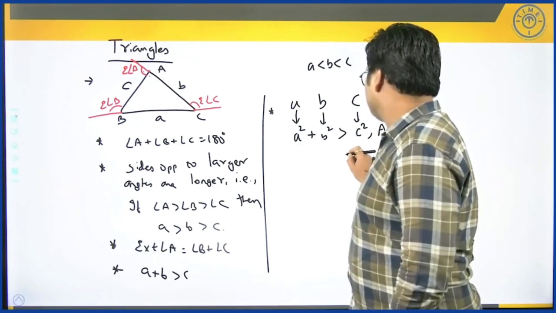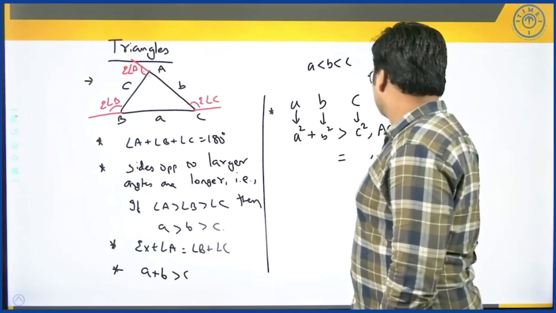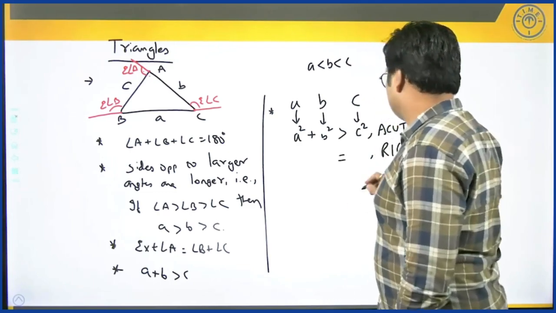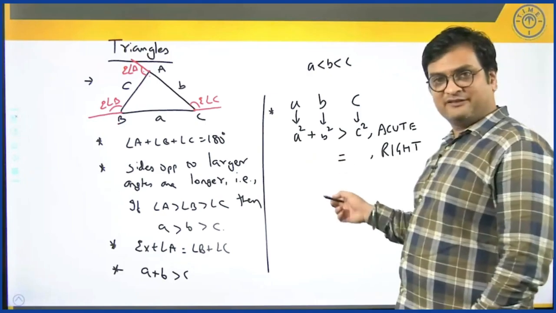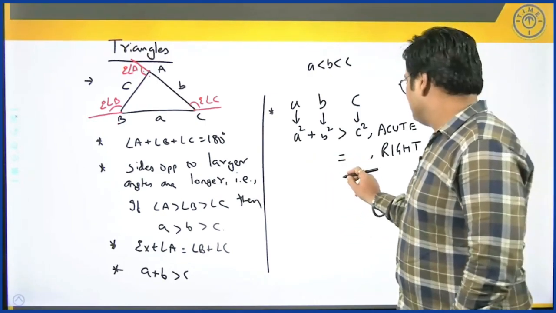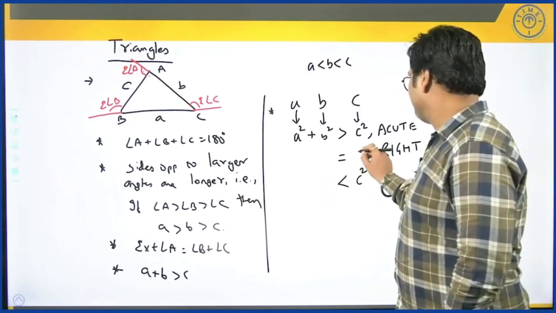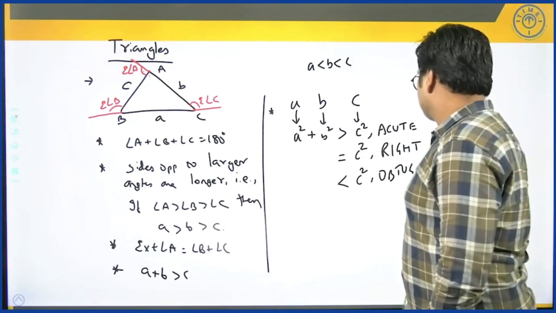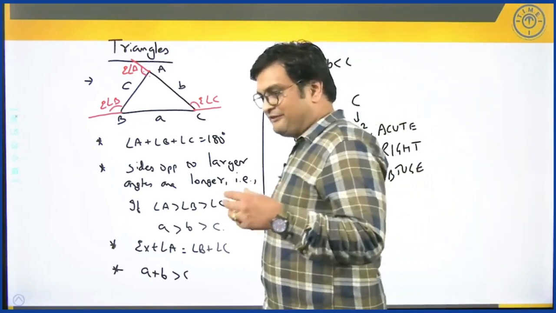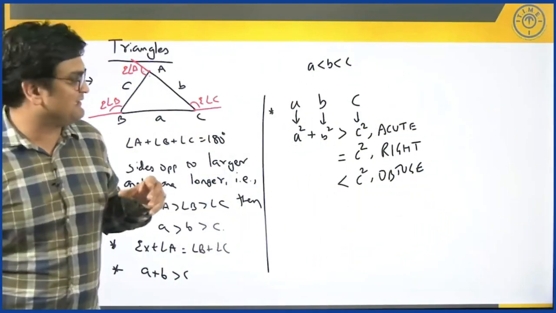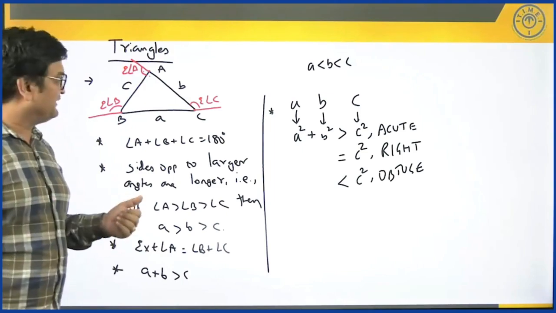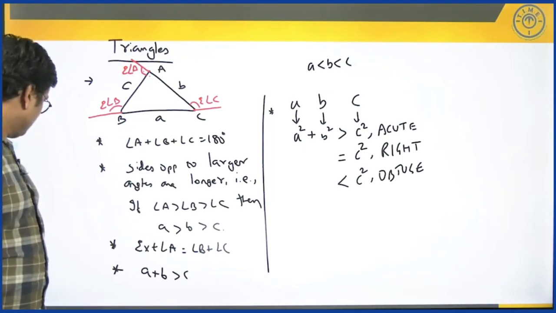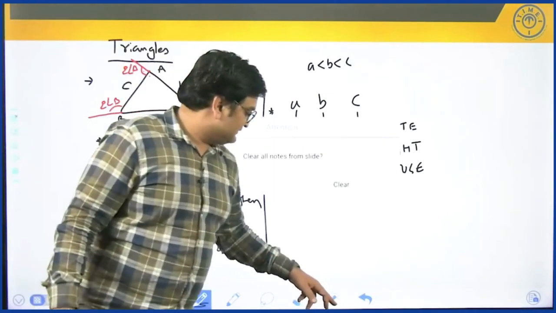If it turns out to be equal, then the triangle that we are talking about turns out to be a right angle triangle. It's Pythagoras theorem, by the way, a square plus b square equal to c square. If it turns out to be less than c square, then it is obtuse. So this is how we identify the type of triangle looking at the side lengths. We shall take up an example also today. Let's get started with the questions one after the other, and we'll discuss more properties there.